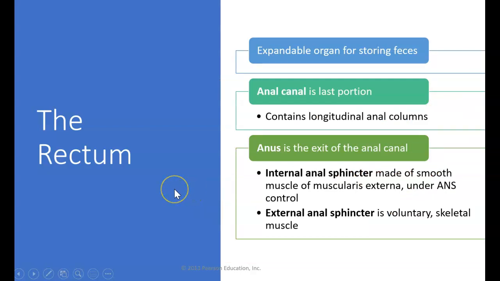The rectum is an expandable organ for storing our feces. The anal canal is the last portion, which is going to contain longitudinal anal columns in it, and 2 different sphincters which will help in the release or defecation process. Internal sphincter is made of smooth muscle of the muscularis externa. It's under ANS control because it is smooth muscle. So basically it's under involuntary control, and the external anal sphincter is made of skeletal muscle, and it's under voluntary control, so that when you need to use the bathroom, you can control that process.